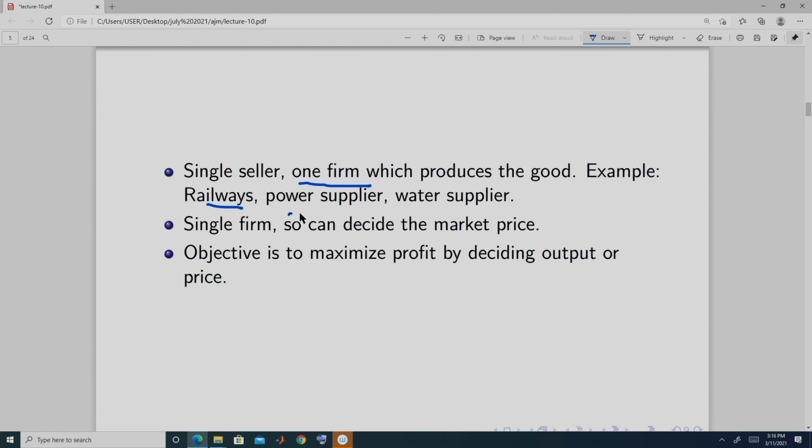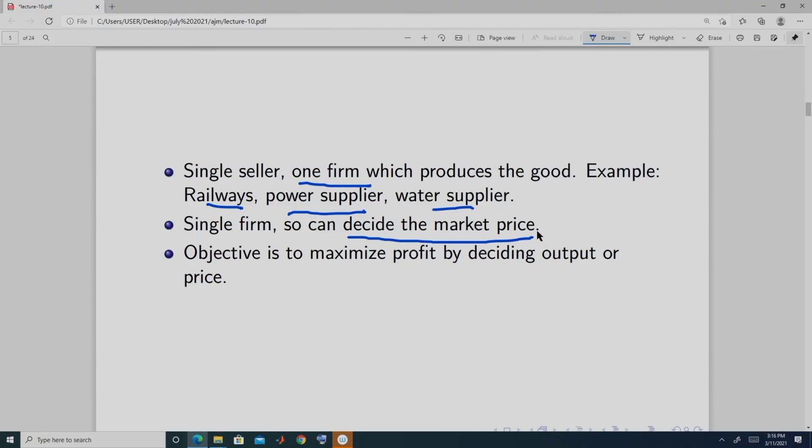Okay. Power supply in our house, we do not have the option to choose from multiple sources or multiple firms. So, we have only one power supplier. Water supplier, all these are monopolies. Water supply, in most places, is done by the municipal corporations. So, all these are forms of a monopoly. In a monopoly there is only one firm, and since there is only one firm, it can decide the market price. Okay.